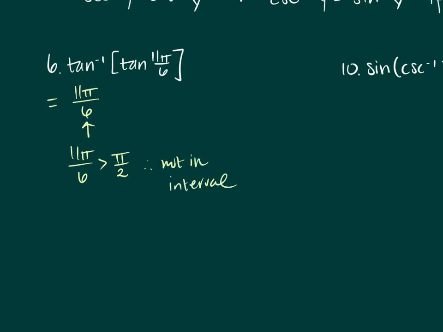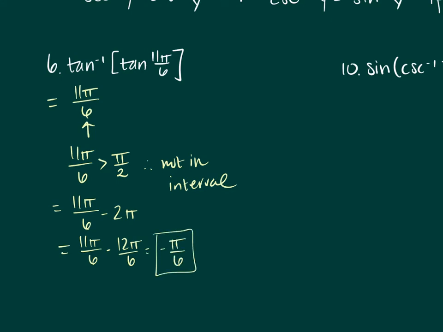So we need to make it in the interval by subtracting 2 pi to get a coterminal angle that is in the interval. And so this is 11 pi over 6 minus 12 pi over 6. So this is negative pi over 6, which is in the interval.